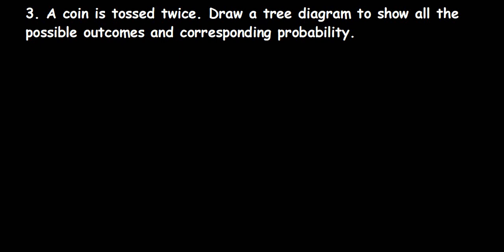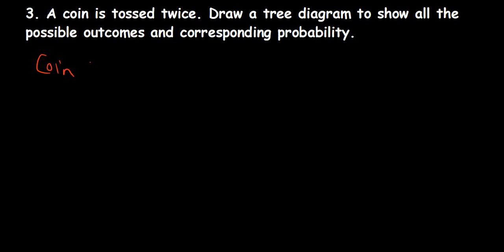Right, let us look at this question here. So they're saying a coin is tossed twice. Draw a tree diagram to show all the possible outcomes and corresponding probability. Okay, so we know that a coin has two sides. It has a tail and then it has a head.